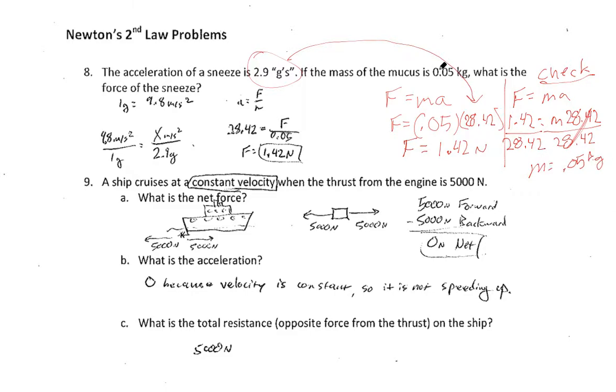I'll compare it to what was given. I found out in my check step that mass equals 0.05 kilograms. The problem's telling me that they gave me 0.05 kilograms, so I know that this problem checks out. All right, this is our final answer.